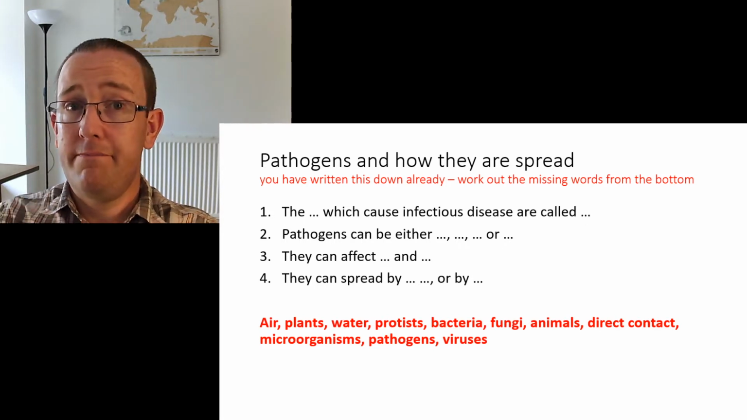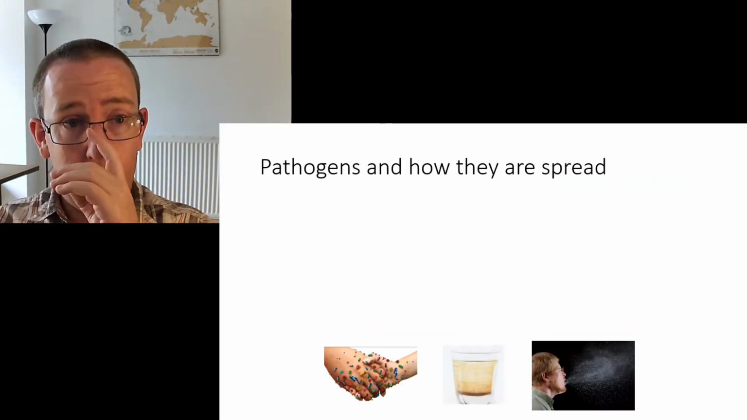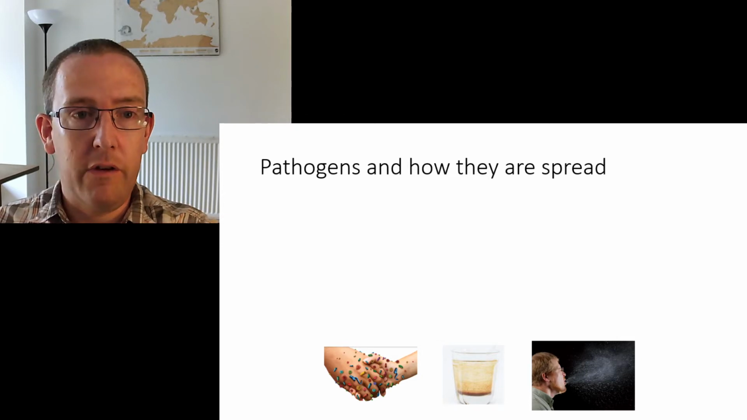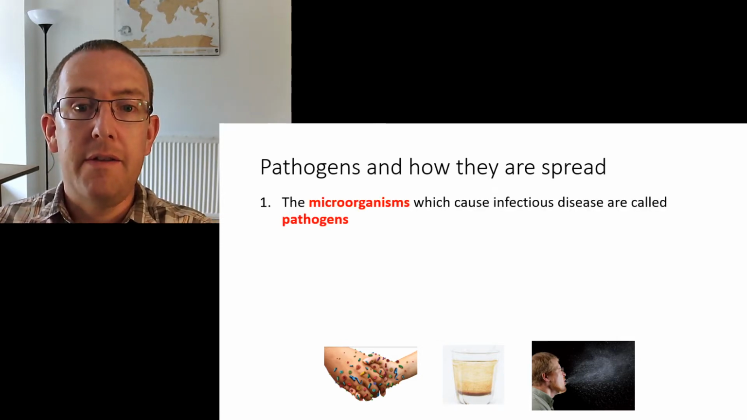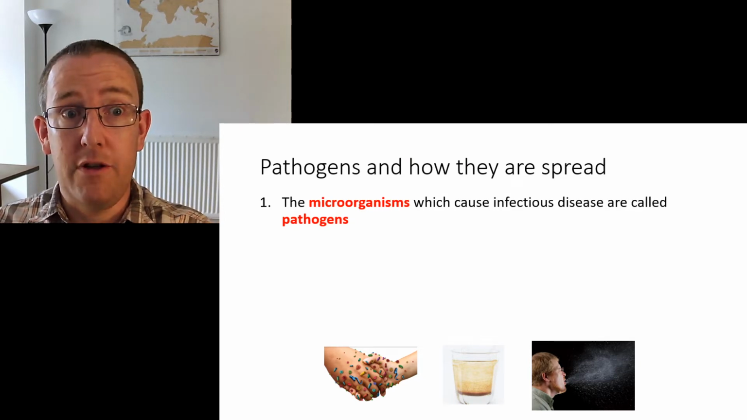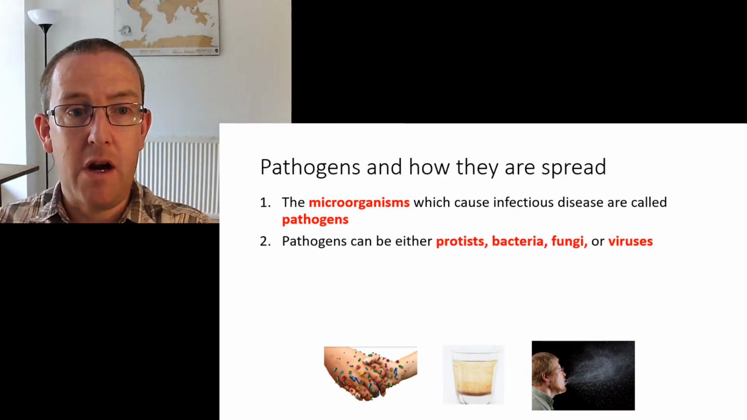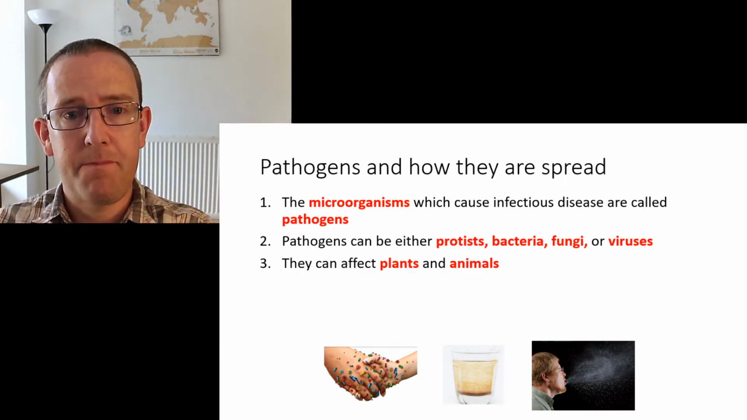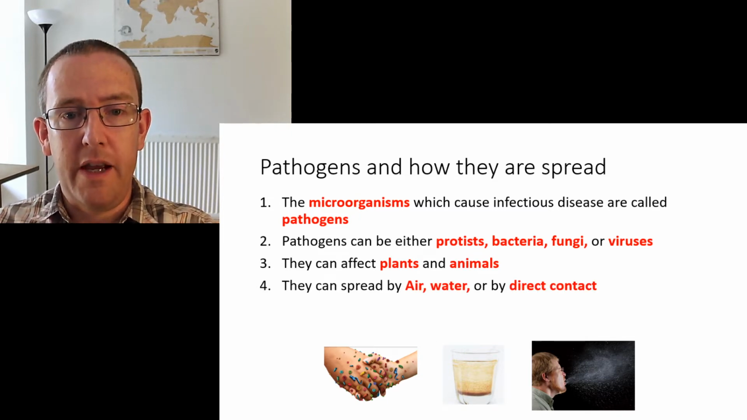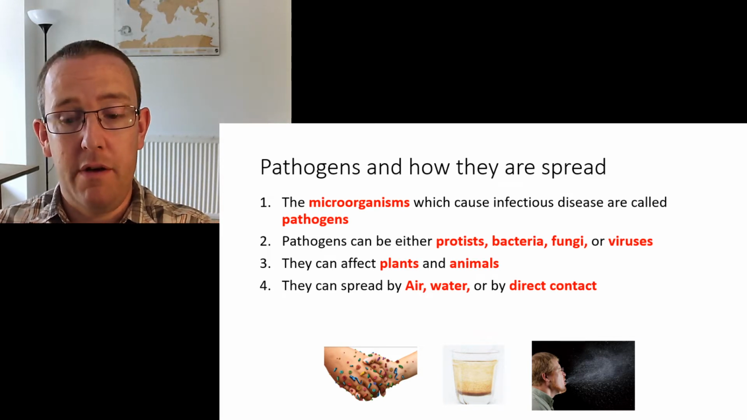Okay, we all done? So hopefully that is all finished. Let's move on. So pathogens, how are they spread? Your answers to that one should have read: the microorganisms which cause infectious diseases are called pathogens. Pathogens can either be protists, bacteria, fungi, or viruses. Those are the ones that you should have pulled out of the list there. They affect plants and animals. They can be spread by air, water, or direct contact, amongst other methods.